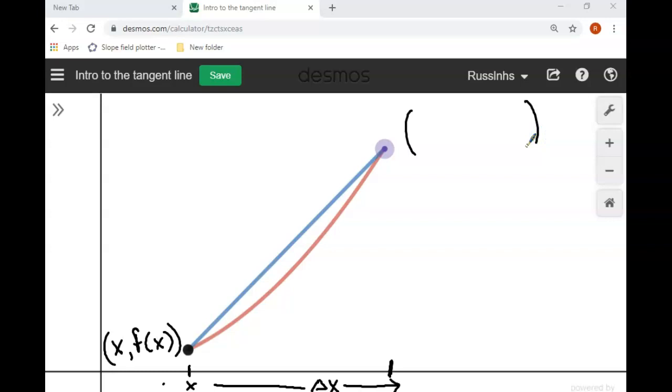But you have kind of the right idea. x plus delta x. There it is. So it's x plus delta x. So we have our starting point plus the amount that we went over, correct? So that's my new x value. Now, if that's my new x value, what's my new y value going to be?